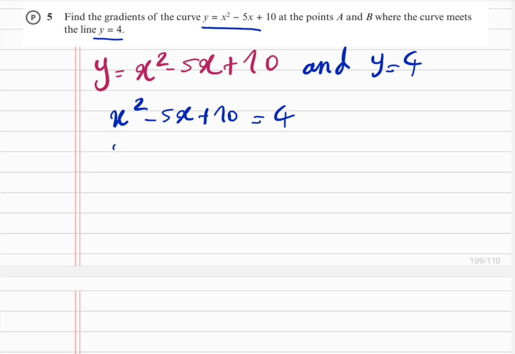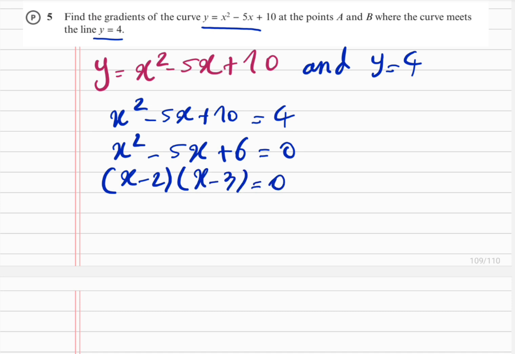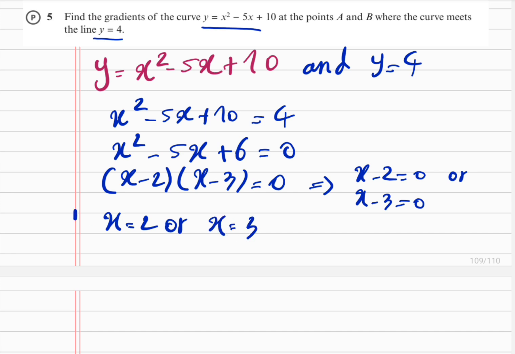Now we just have a quadratic, so x squared minus 5x plus 6 is equal to 0, and we can factorize this to (x minus 2)(x minus 3) is equal to 0. This means either x minus 2 is equal to 0 or x minus 3 is equal to 0. So the two solutions are x is equal to 2 or x is equal to 3. So these are the two solutions.